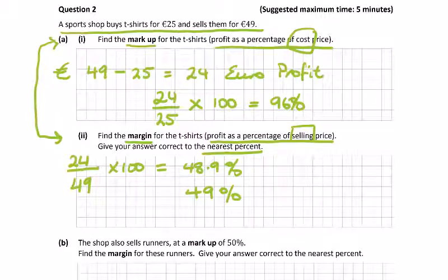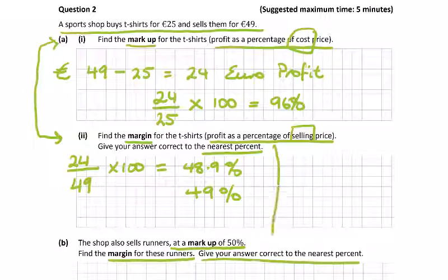And the shop also sent runners at a markup of 50%. Find the margin for these runners and give your answer correct to the nearest percent. So let's do it here. I always like giving these runners a cost. Let's say they cost 100, put a C for cost. What would they sell for at a markup of 50? They'd sell for 150 based on part 1.